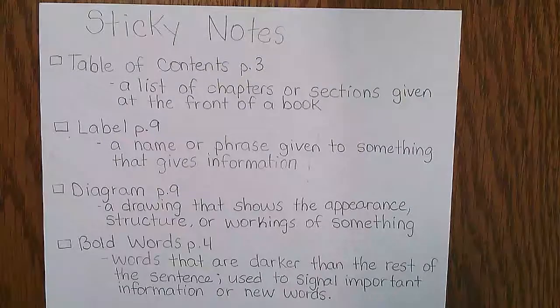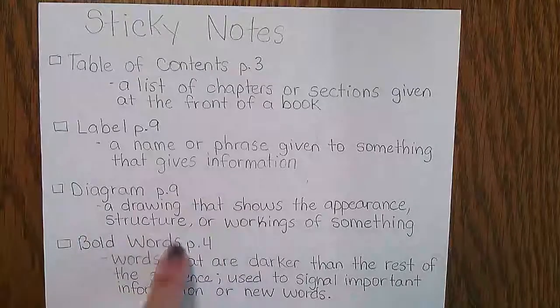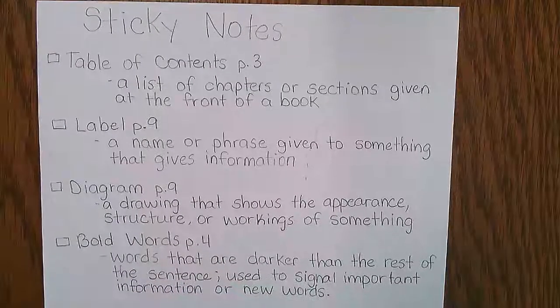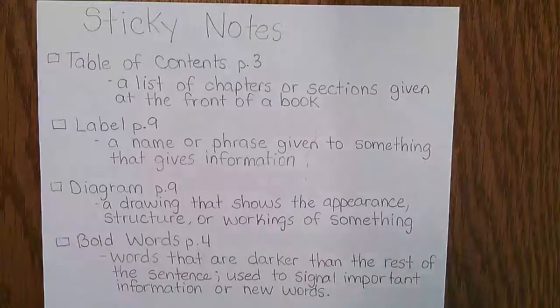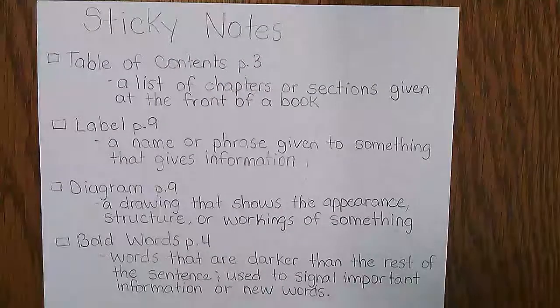So don't just list the definitions and read the definitions. Tell me what you learned from that particular text feature. Now, if your story doesn't have a map, then you're not going to write map on here because your story doesn't have one. Okay? Same thing for a diagram or a label. Some books that you're finding may have them and some of them don't.